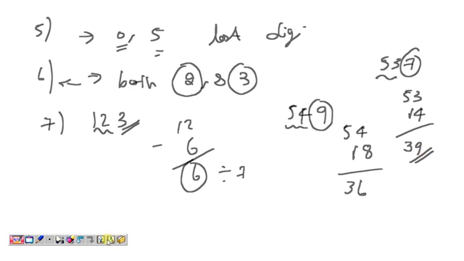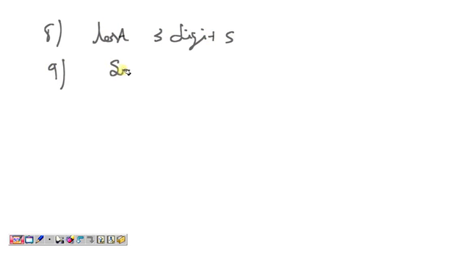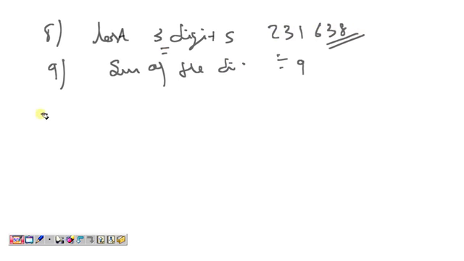So next, the divisibility test for 8. The last 3 digits should be divisible by 8. Next for 9, the sum of the digits should be divisible by 9. Last 3 digits for 8 means, if you have 2, 3, 1, 6, 3, 8, just check whether the last 3 digits are divisible. Now 10, we all know, I am not going to explain it here.